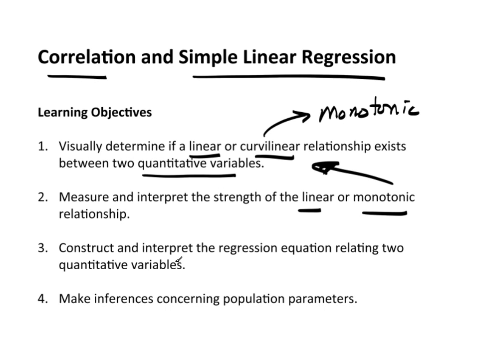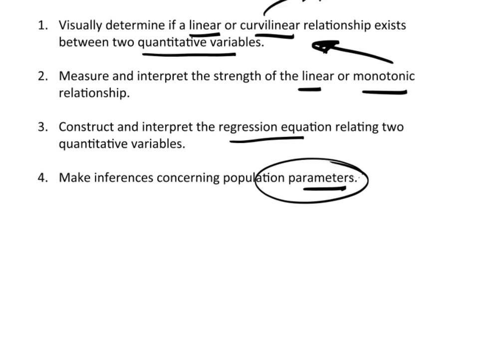We want to construct and interpret the regression equation that relates two quantitative variables and make inferences regarding the population parameters. And there's a couple of different parameters here that we will be discussing. So as a quick review, we looked at this in an earlier chapter. We looked at the idea of a scatter plot.